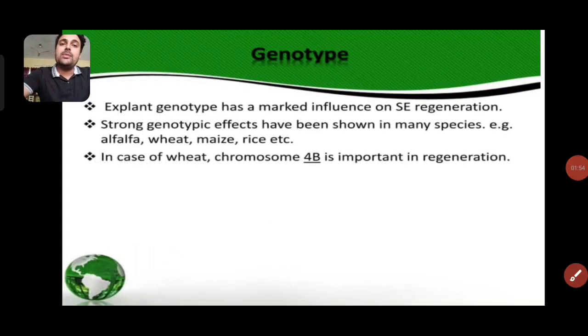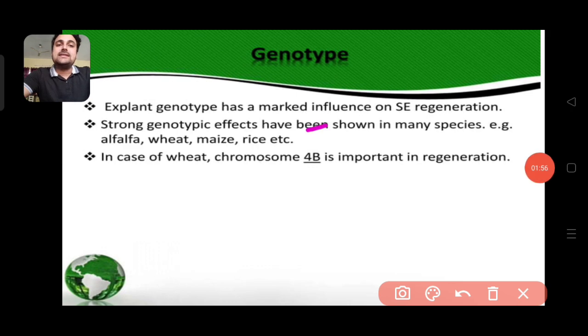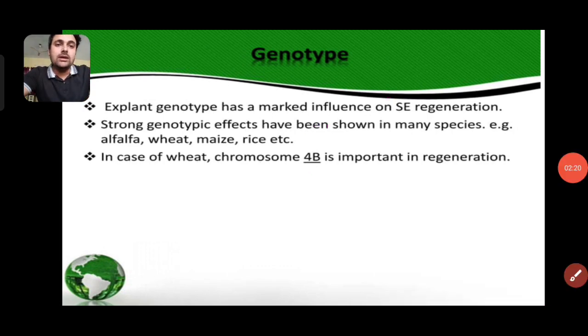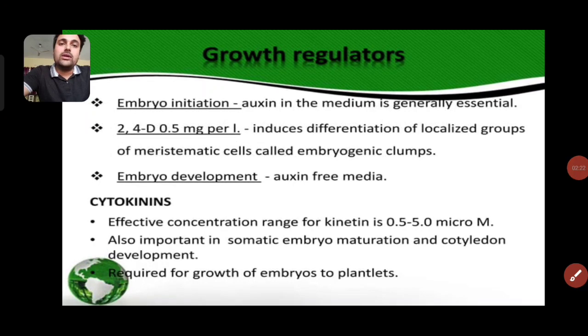The next one is genotype. Explant genotype has a marked influence on somatic embryogenesis regeneration. A strong genotypic effect has been shown in many species like alfalfa, wheat, maize, and rice. In the case of wheat, chromosome 4B is important in regeneration. So a strong genotype will also have a suitable or appropriate somatic embryogenesis procedure. Come to the next slide, growth regulator.